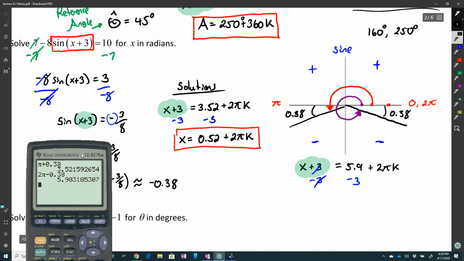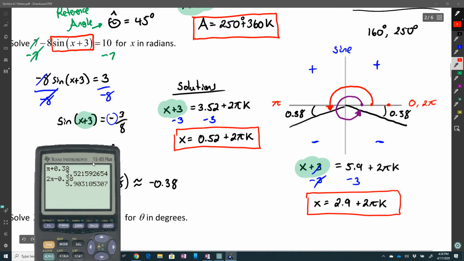So 5.9 minus 3 is 2.9 plus 2 pi k. And so those are your solutions.